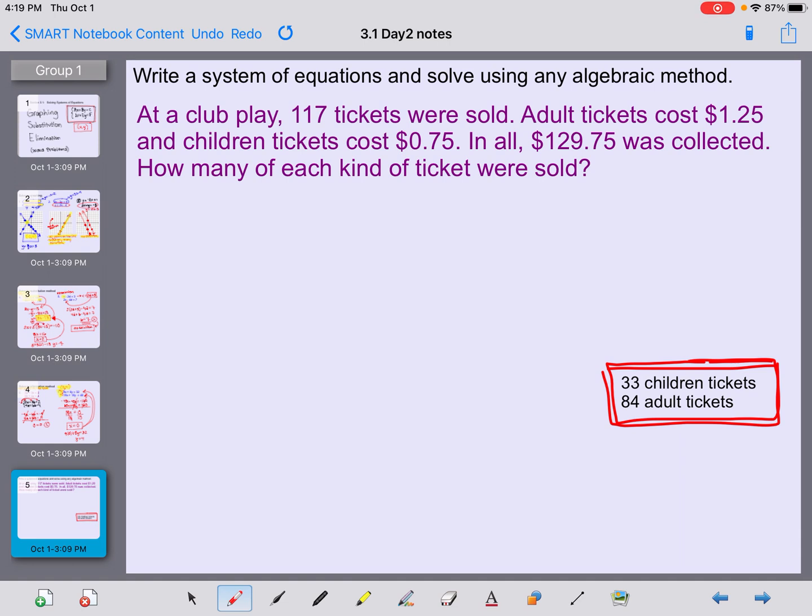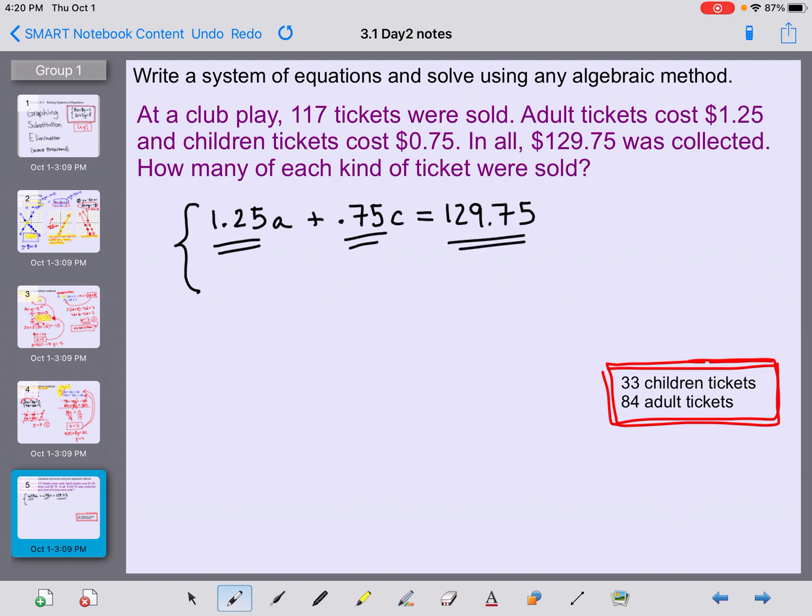The setup of this system, you would need two equations. 1.25a, I'm using A for adult ticket, plus 0.75c, C for a child ticket, equals 129.75. That explains that the price of an adult ticket, however many you sell, plus the price of a child ticket times however many you sell, would give you the total of what you make from those sales.